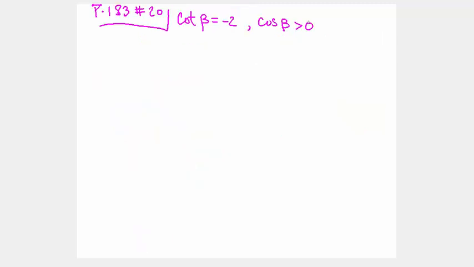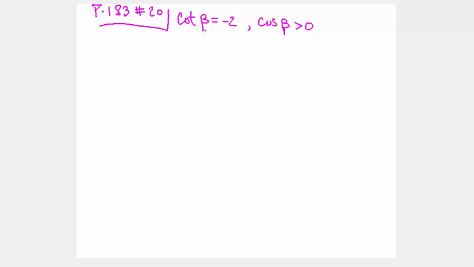Let's look at another example, this one on page 183, number 20 from the textbook. In this example, they give us a couple pieces of information, namely that the cotangent of angle beta, this is the Greek letter beta, so cotangent of beta is equal to -2, and they tell us the cosine of beta is greater than 0, or positive. Now let's see if we can recall what that tells us. And by the way, they want us to find all the other trig values for angle beta. So we'll end up finding sine, tangent, cotangent, secant, cosecant, all the function values we know for angle beta.